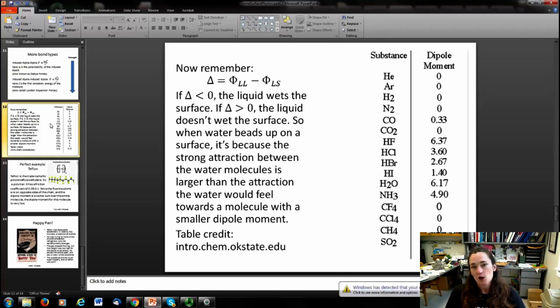Okay, now what that means is that when water beads up on a surface, it's because water likes itself so much because of that strong dipole-dipole interaction, right? And that means it likes itself better than it likes the surface that it's sitting on, all right? Now here's some dipole moments for some common materials. You can see that, where's water? Right there. It's got one of the larger dipole moments in this list, okay, of 6.17. And so you can see that the dipole moment of water is pretty large compared to that of other liquids. Of course, for helium, argon, hydrogen, nitrogen, these gases, the dipole moments are practically 0, okay?